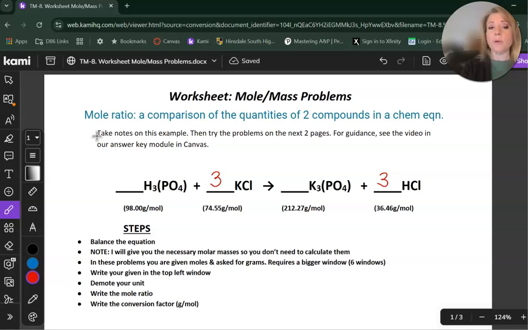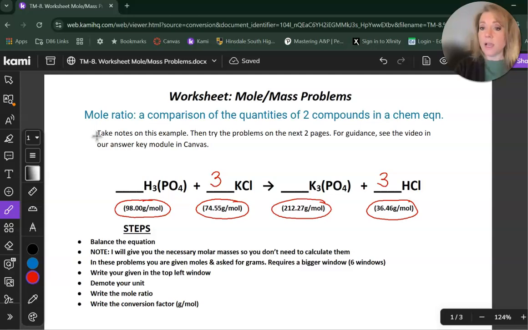The next thing that I want to point out to you is that I have calculated the molar masses for every compound, and I have written them below each of the formulas. We have calculated molar mass before in our last unit. I know that you know how to do it. I've already tested you on it.